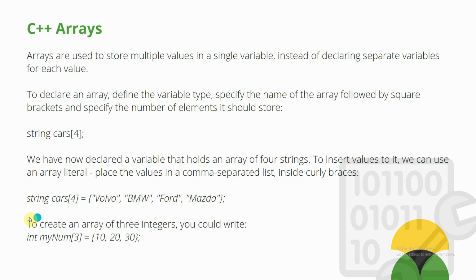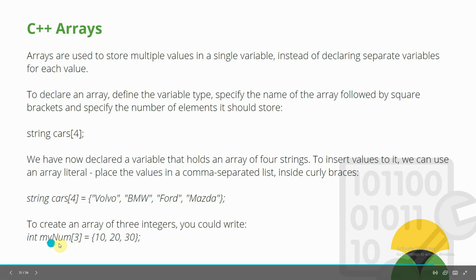To create another example, to create an array of 3 integers, you could write this line: int myNum, the name, 3, and then have these numbers 10, 20, 30 stored in this integer array.